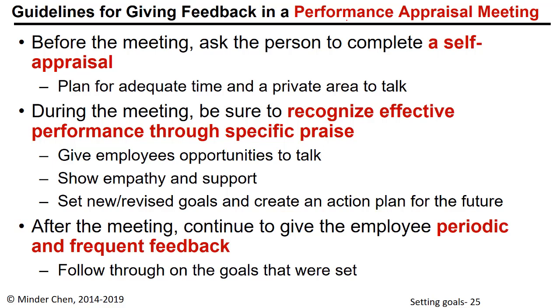There are some guidelines that you may want to review in terms of when you need to give feedback in performance appraisal meetings. Before the meeting, you may want to ask the employee to complete a self-appraisal and try to find a private area to conduct such a performance appraisal meeting. During the meeting, make sure you recognize the effective performance through specific praise, and also give the employee the opportunity to talk and explain, show sympathy and support if they're underperforming, and set new or revised goals and create an action plan for the future. And after the formal meeting, you should continue to give the employee periodic and frequent, sometimes informal, feedback. And we need to also follow through on the goals that were set in the meeting.